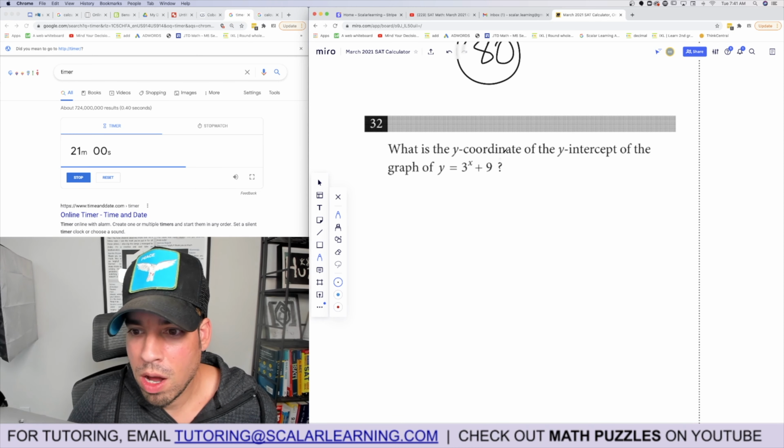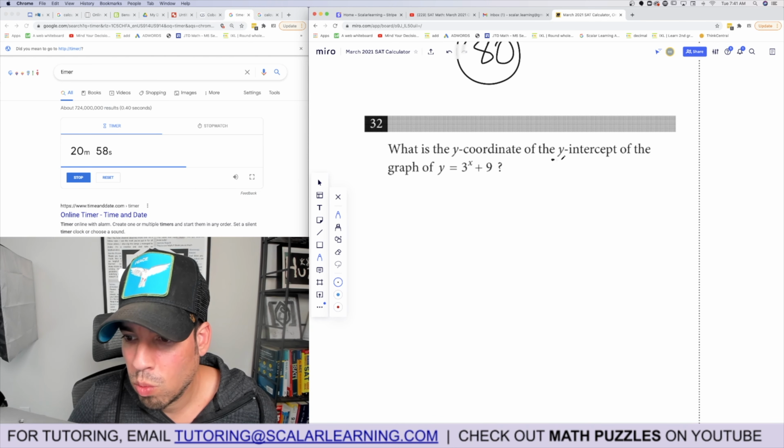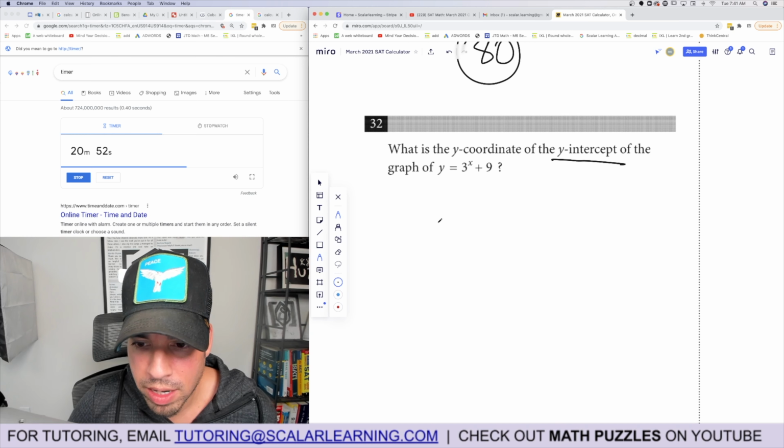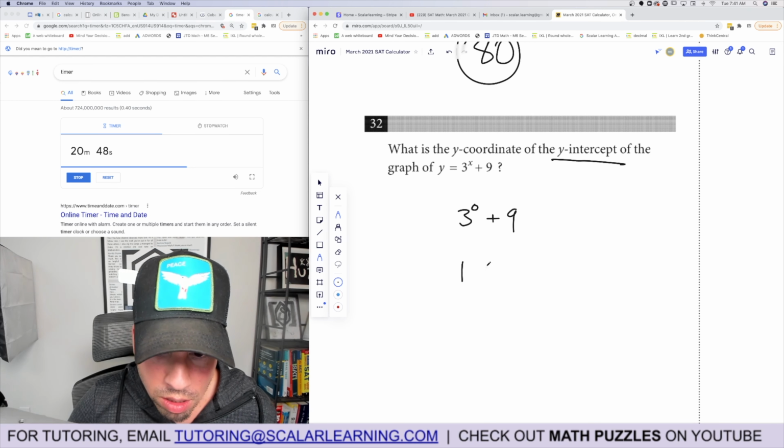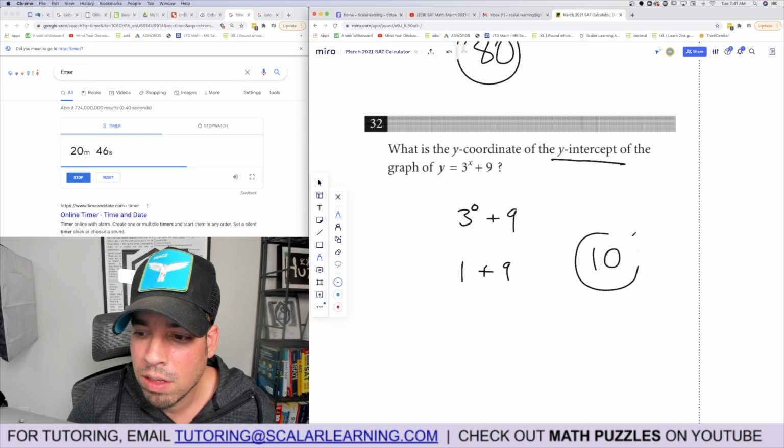What is the y-coordinate of the y-intercept of the graph? So what is the y-intercept? That is when x equals 0, right? So I'm going to plug 0 in and solve. 3 to the 0th is 1, plus 9 is 10. Boom, done.